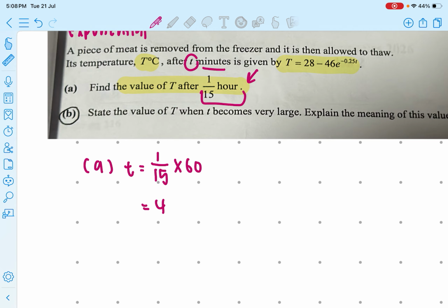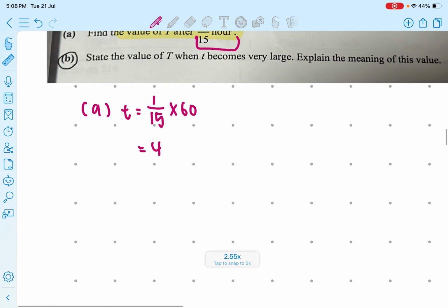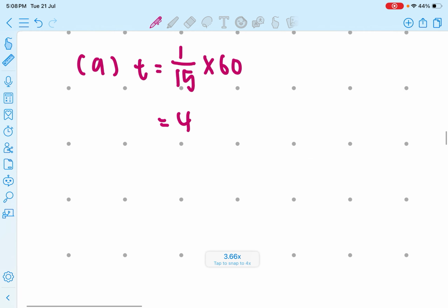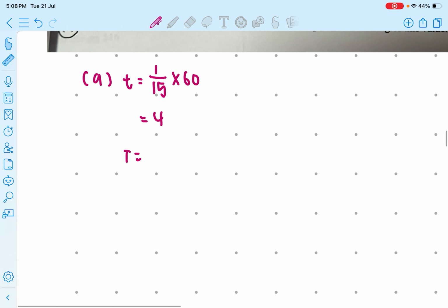Now, as we continue this question, I'm going to move on to how we find the value of big T. Pretty simple. We just substitute 4 into the equation, so it's pretty straightforward: 28 minus 46 e to the power of negative 0.25 times 4.